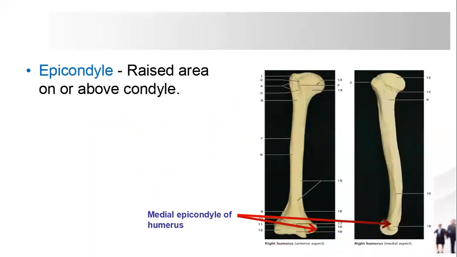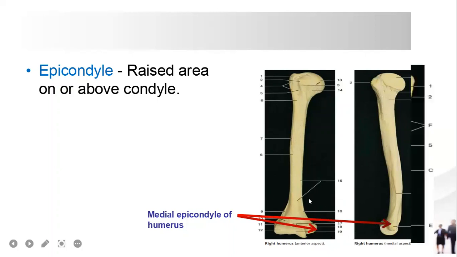We also have the epicondyle. An epicondyle is a raised area on or above a condyle, a prominence raised just above a condyle, which we will check shortly where the condyle is found. For our case, we were able to identify the epicondyle on this right humerus, taken from the anterior aspect and also from the medial aspect. This is the medial epicondyle of the humerus.